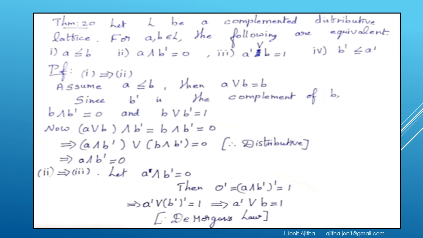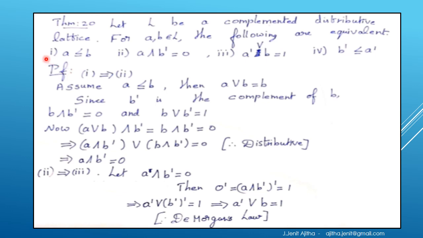Next, we shall prove another important theorem. If L is a complemented distributive lattice, then for A, B belonging to L, the following conditions are equivalent. That is, A is less than or equal to B, A meet B complement is equal to 0, A complement join B equal to 1, and B complement is related to A complement. Now there are 4 parts in this theorem.